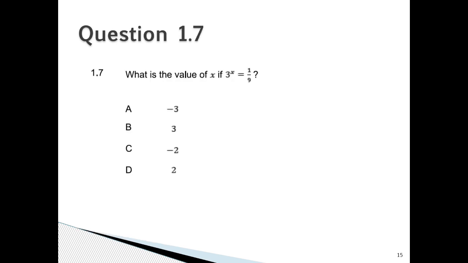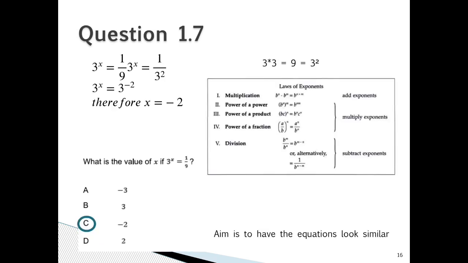Question 1.7. What is the value of x if 3 to the power x is equal to 1 over 9? Is it A, minus 3, B, 3, C, minus 2, or D, 2? It is important that we understand our laws of exponents as well as our relationship with the various numbers. So, if 3 to the power x is equal to 1 over 9, it means we are calculating what power of 3 gives 1 over 9. In this case, x will be equal to negative 2. The aim is to have the expressions look similar.